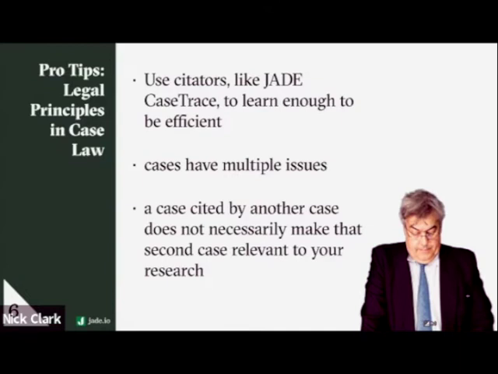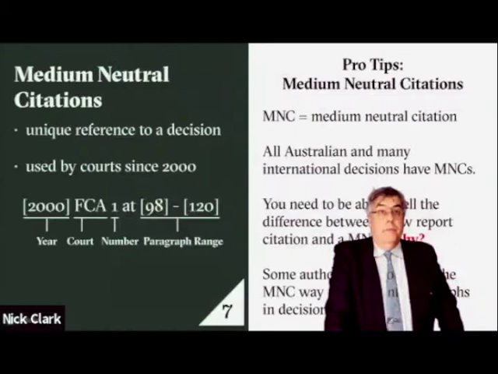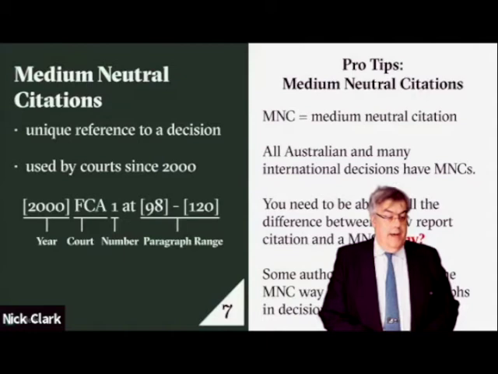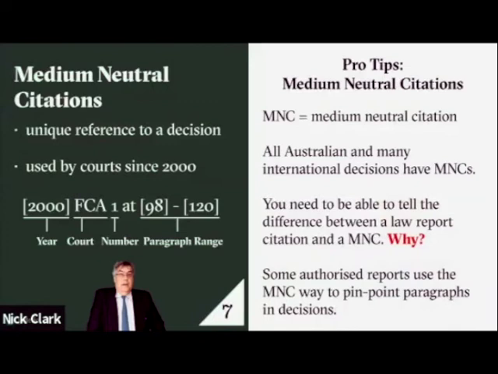Well, let's then turn to the next slide, which is about medium neutral citations. Medium neutral citations are pretty much an Australian invention, but they are now found in Canada, in the United Kingdom, in New Zealand and elsewhere. A medium neutral citation, sometimes referred to as MNC, is something all Australian citations have now. Some of those have been retrofitted, and I'll talk about that. You need to understand the difference between a medium neutral citation and a citation from a law report series. The reason is to know whether you're referring to something as reported or something using a medium neutral citation.